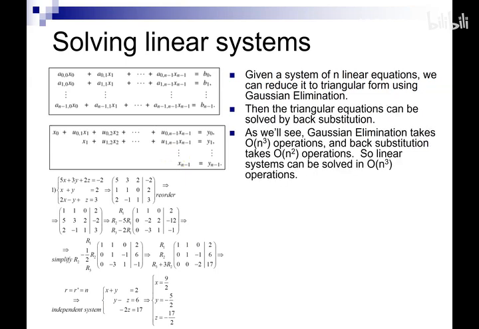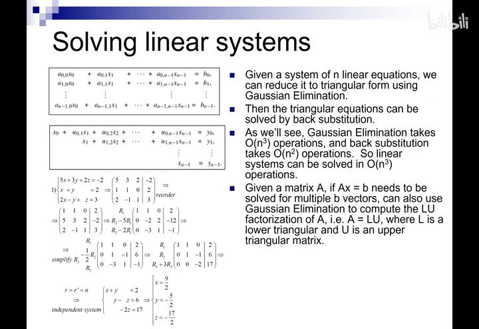Okay, so we're going to see that Gaussian elimination is going to take you order n cubed steps, where n is the number of variables. And then this back substitution is going to take you n squared steps. And so altogether we can solve everything in order n cubed steps.